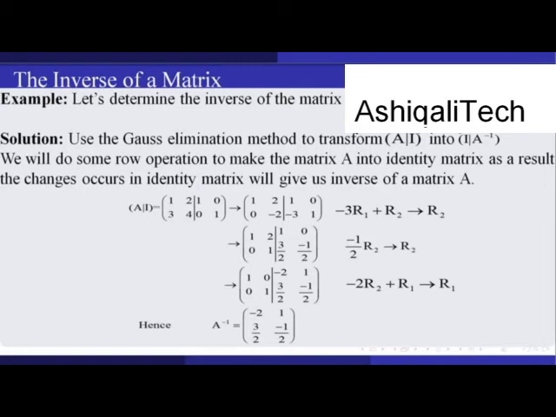For example, in the first step, we multiply row 1 by minus 3 and add it to row 2. In the second step, we multiply row 2 by minus 1 over 2. And in the third step, we multiply row 2 by minus 2 and add it to the first row. So the first matrix changes into the identity matrix, that is 1, 0, 0, 1. And the identity matrix changes into A inverse, which is given by -2, 1, 3 by 2, -1 by 2.